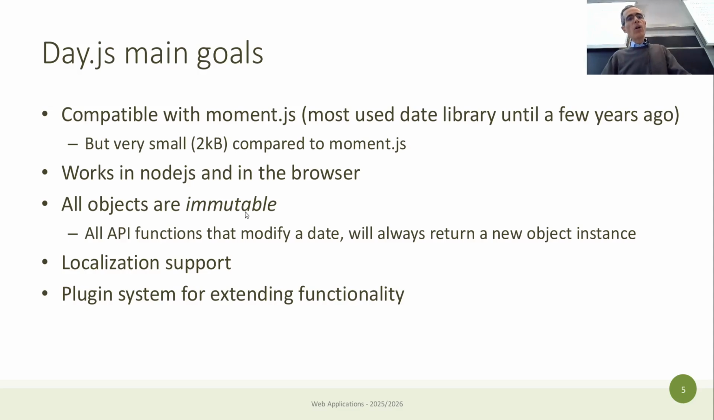All objects are immutable. It's sort of like strings. We cannot modify dates. We can create new dates if needed, of course. It has all the support that you would expect from a day and time library. And again, there is a plugin system for extending functionality, so you can handle more complex situations, but only if you need it. So let's say it's a very modular approach.